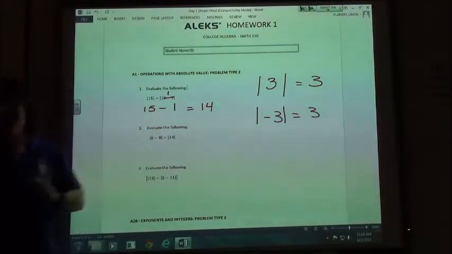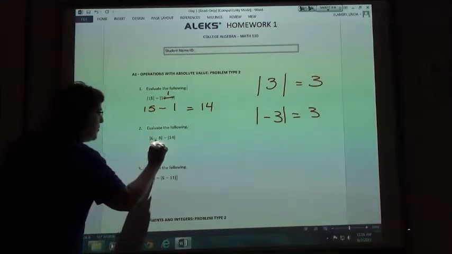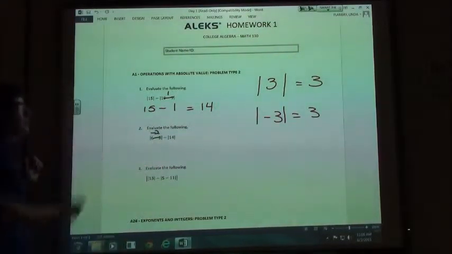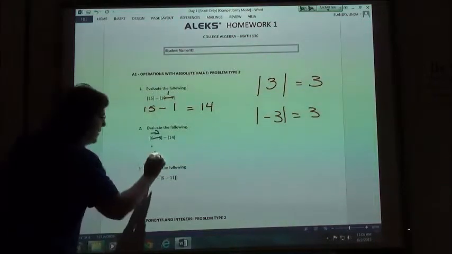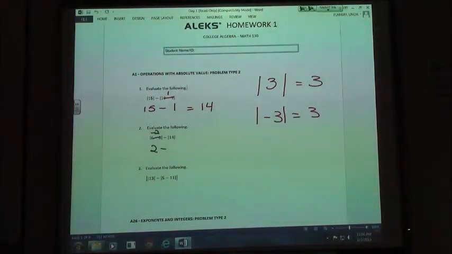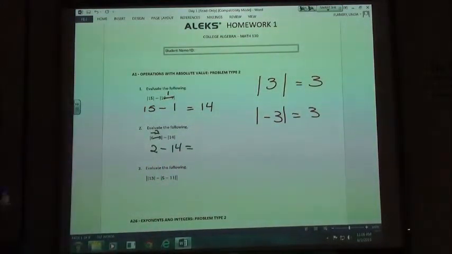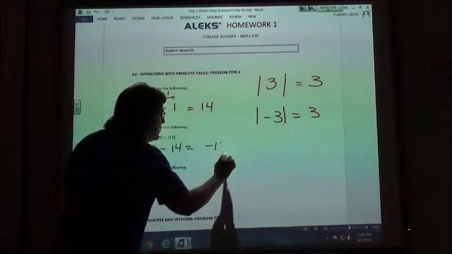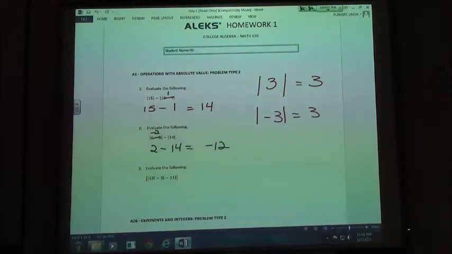6 minus 8, then, if I do inside the absolute value, is -2. So the absolute value of -2 would make that 2. There's a minus sign in between. The absolute value of 14 is 14. And 2 minus 14 is -12. This one does stay negative because we don't have the absolute values on the outside, which would change it to a positive like that third question does.